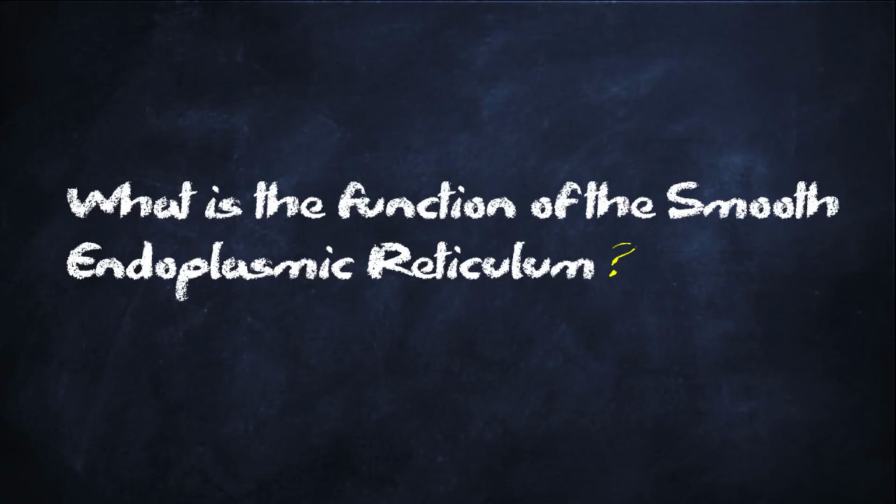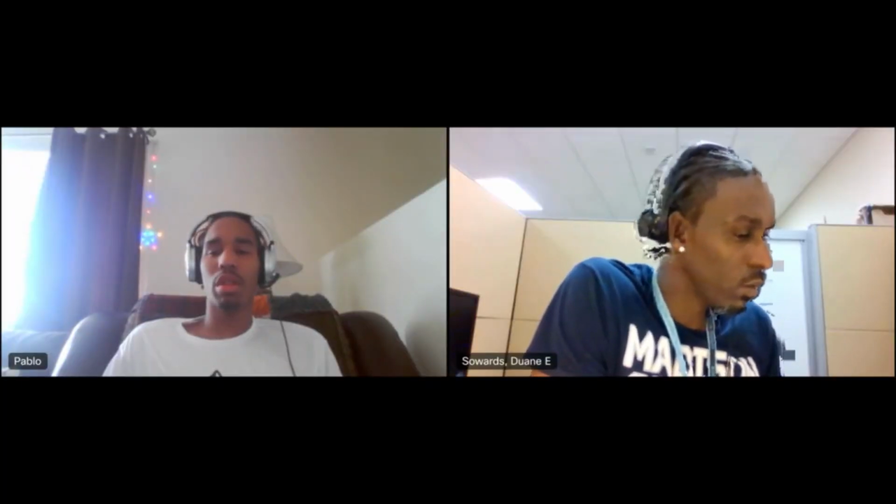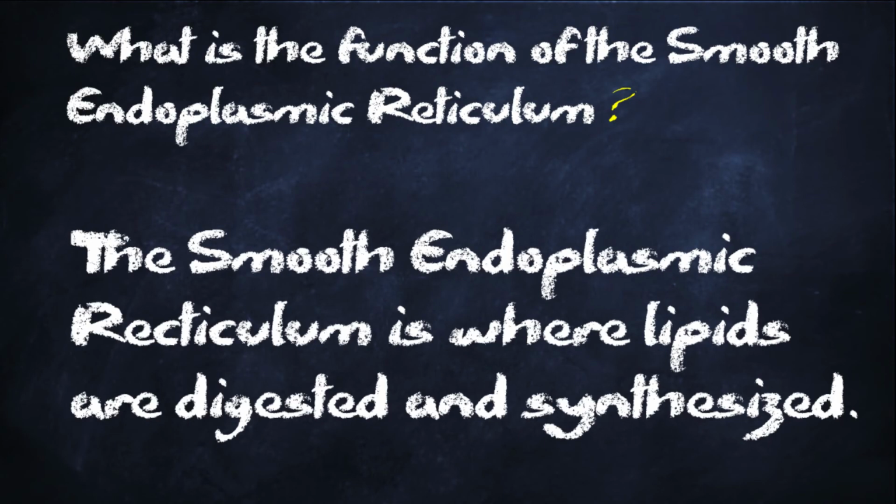I can't remember if the video mentioned it, but did it say what the smooth endoplasmic reticulum does? This one's a little rough for me too. I don't even know if I remember off the top of my head. But the smooth endoplasmic reticulum, if I remember correctly, I could be wrong on this, but I'll double check, is where lipids are manufactured.